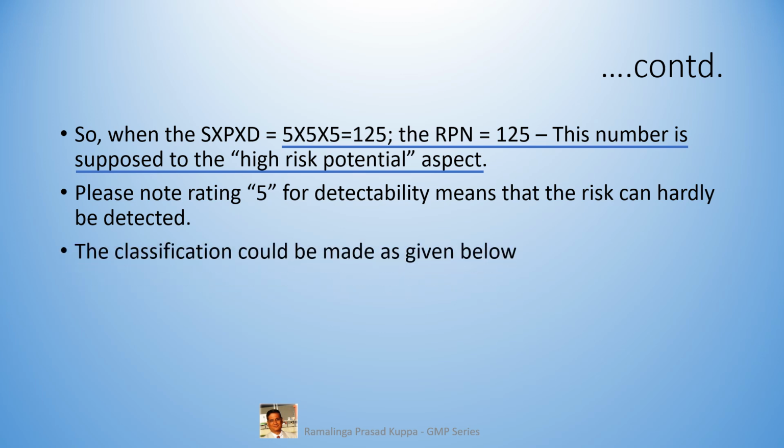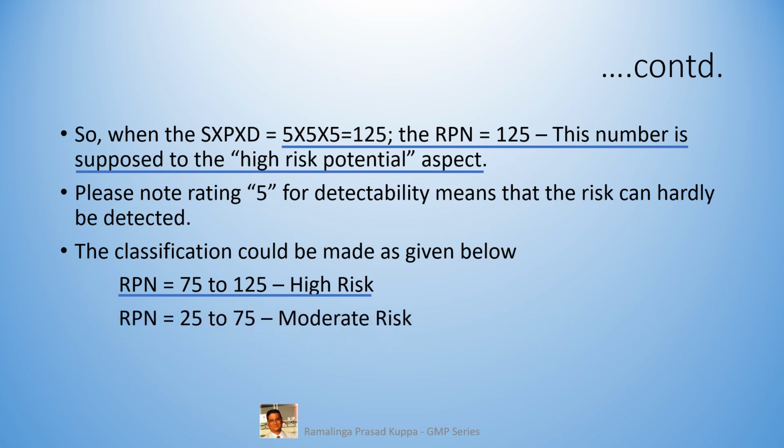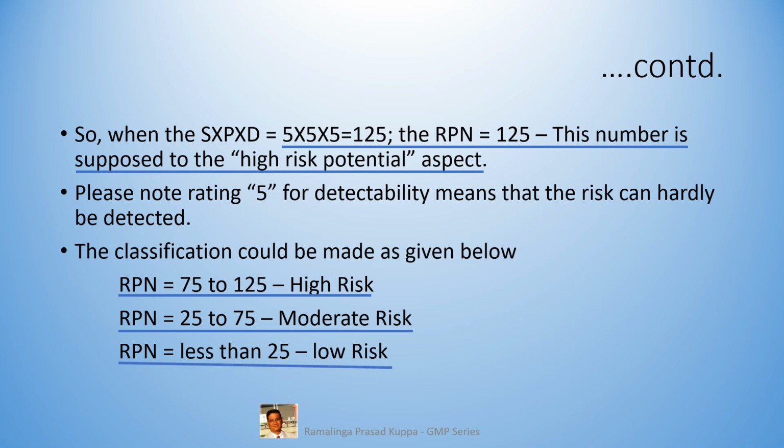The classification could be made as given below. When the RPN rating is between 75 and 125, it is considered high risk. When the RPN rating is between 25 and 75, it is considered moderate risk. And when the RPN is less than 25, it is considered low risk.